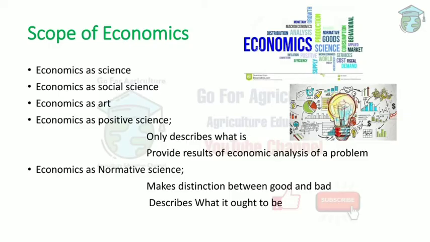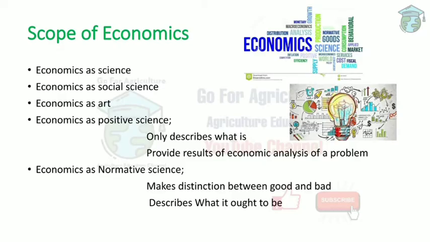Economics is called a positive science or positive economics because it describes the results of the economic analysis of a problem. For example, if a survey proves that there is 12% unemployment in the country, this 12% unemployment is a result. So it's a positive science.